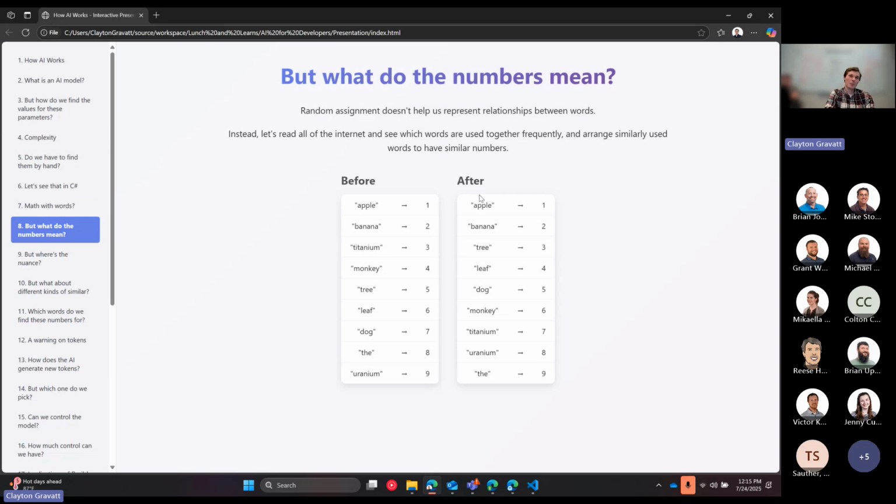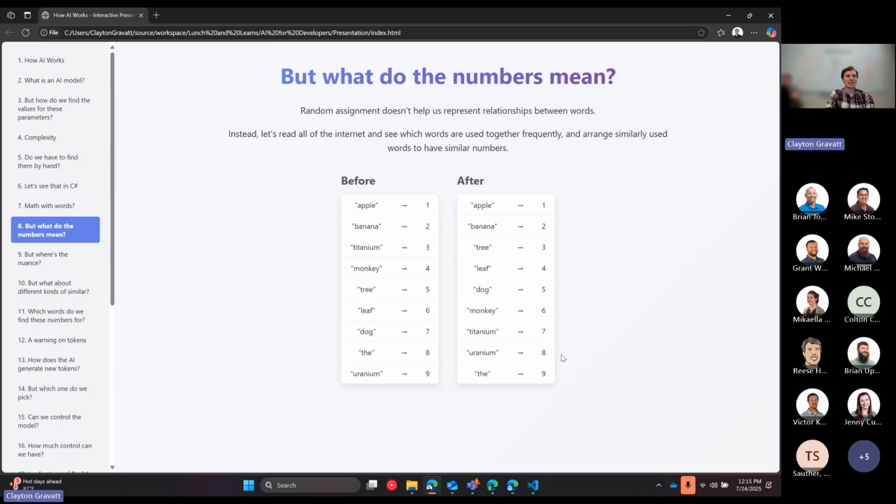So maybe apple and banana are still close together, but we've moved titanium and uranium to be a little closer together. So this feels a little better. Maybe it's not quite obvious yet how we then make predictions with these, but we're just figuring out how we can represent words with numbers so we can do math with those numbers somehow.